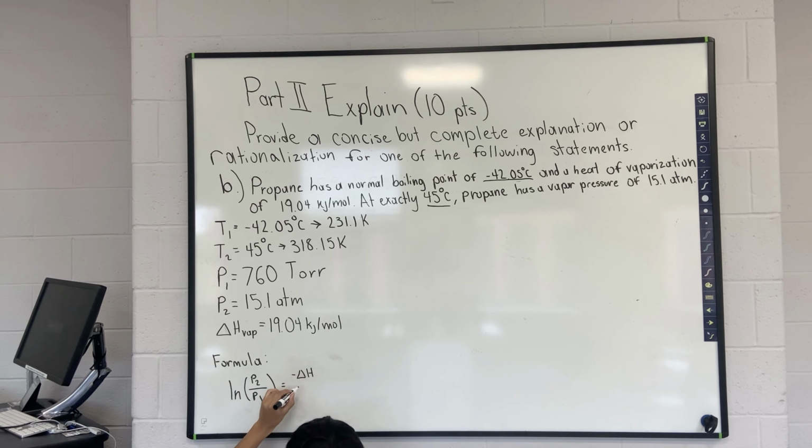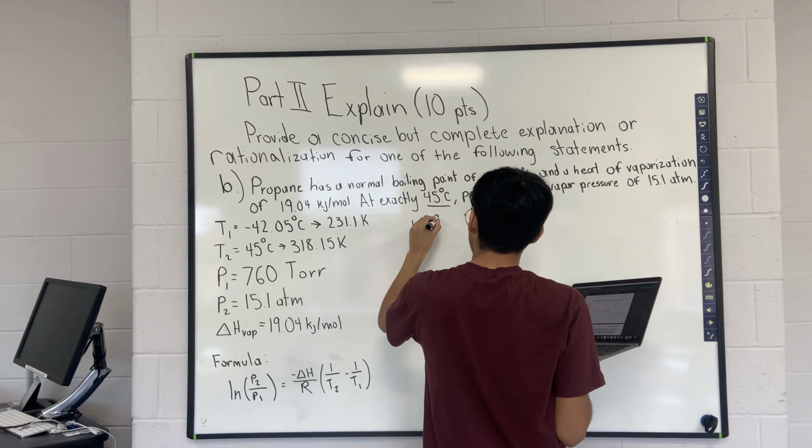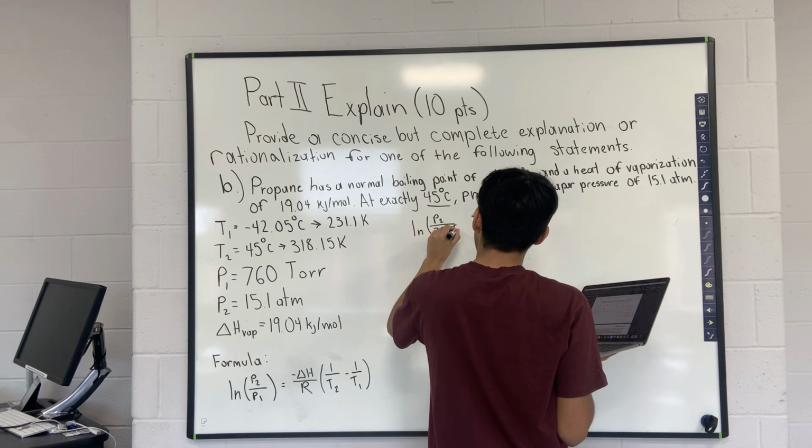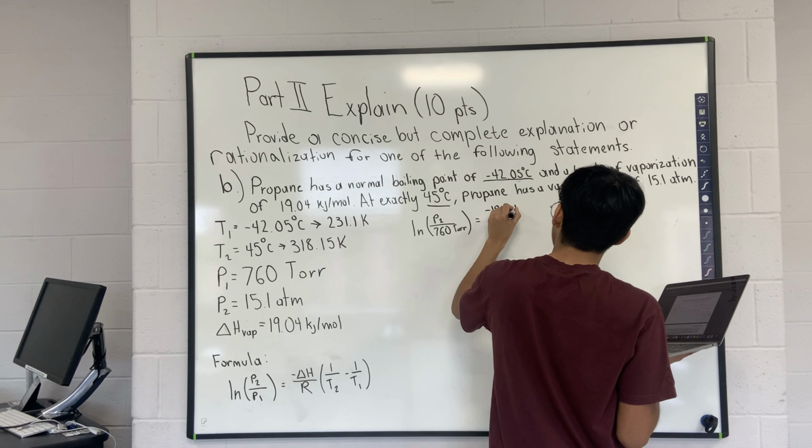For my first step, I decided to use the two-point form of the Clausius-Clapeyron equation because we had two different points to use. With that, I wrote out the entire equation again and then plugged in each of my values, excluding P2 again, as that is what we are solving for.